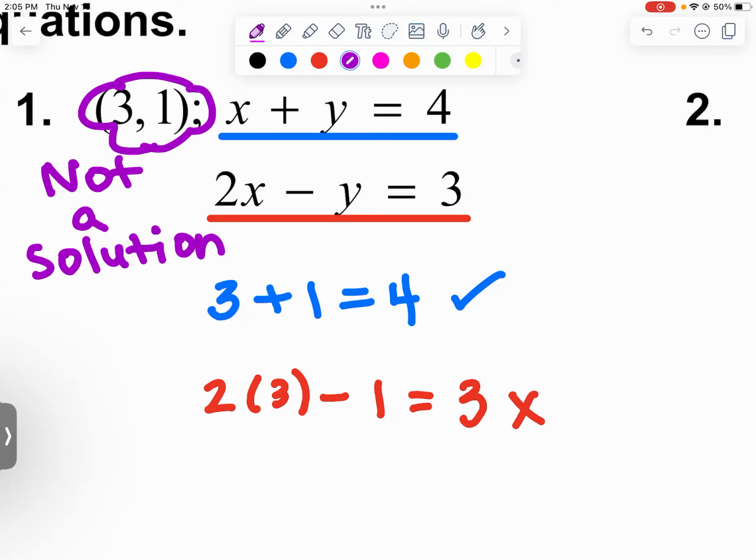Now what we are going to do is find our solutions and double check our work by making sure it plugs into both and we get the same thing.